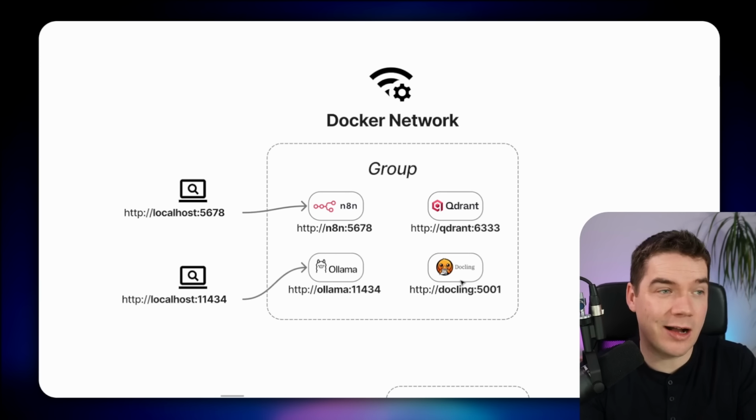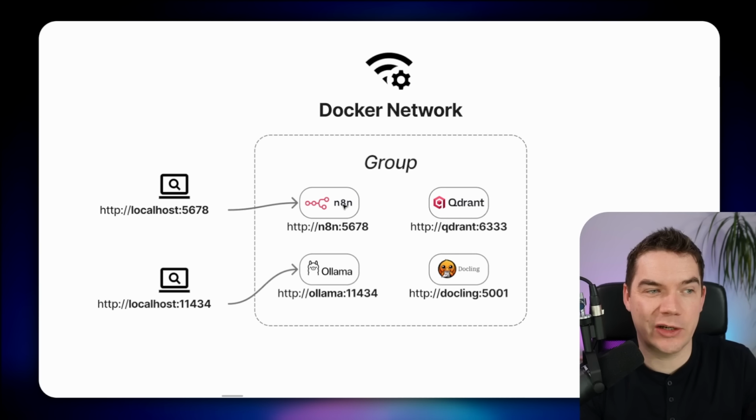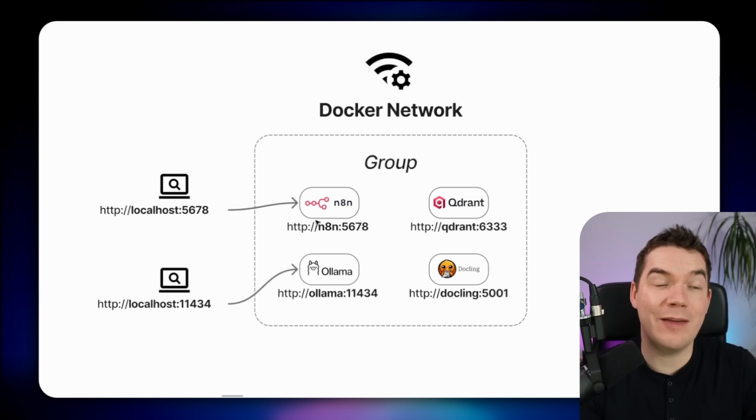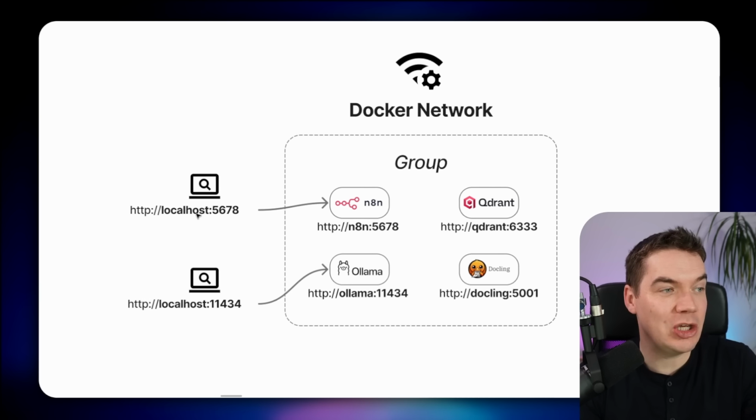And then when it comes to the Docker network, as I mentioned, they're isolated containers, so they can't see the internals of each other's containers. So they need to communicate over a network. And this trips up a lot of people that aren't used to Docker. So if you have N8N as a container, and it's trying to speak to Quadrant or to Docling, it needs to communicate over the Docker service name. So it would be Quadrant and then the port, or Docling and then the port. Whereas if you're trying to access N8N, you would just use localhost and then the port. This will make more sense when we actually start building out our workflow.